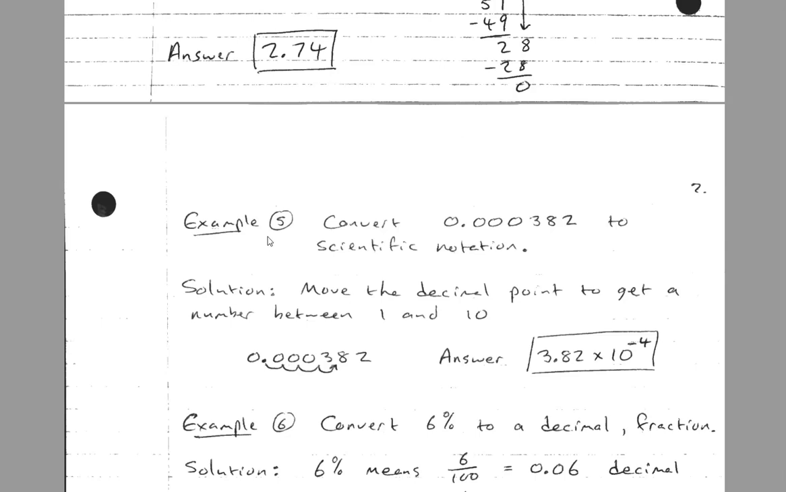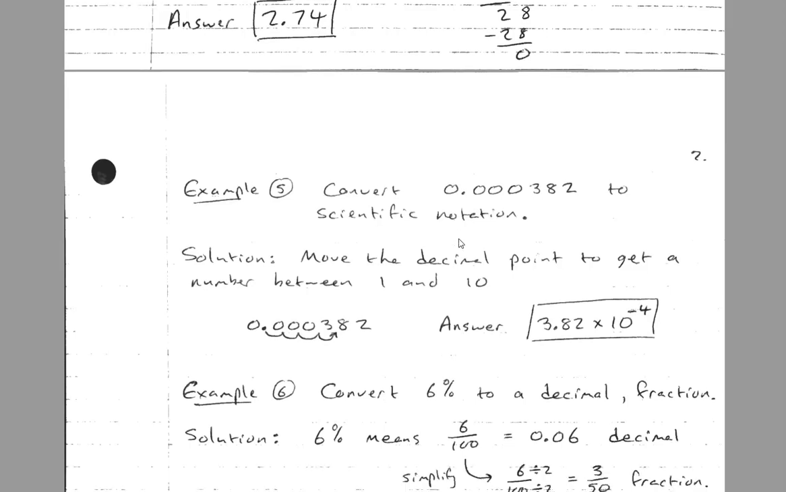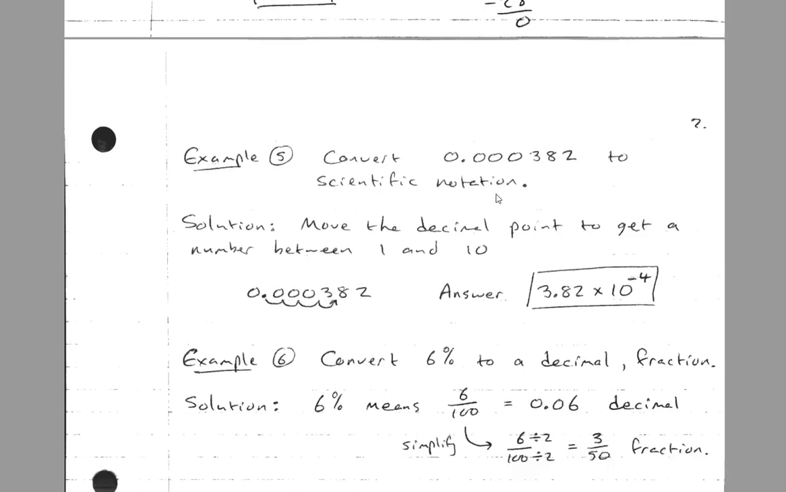All right, example 5, just one example of scientific notation. Convert this decimal to scientific notation. So what that means is we want to write it as a number that's between 1 and 10 times a power of 10. Multiplying by powers of 10 or dividing means moving the decimal point.